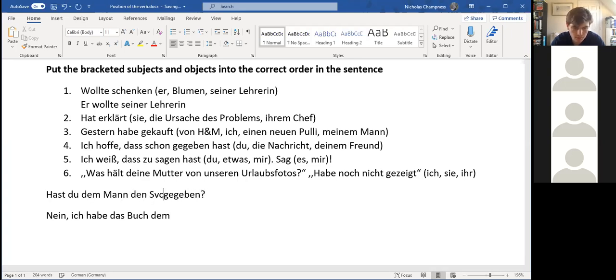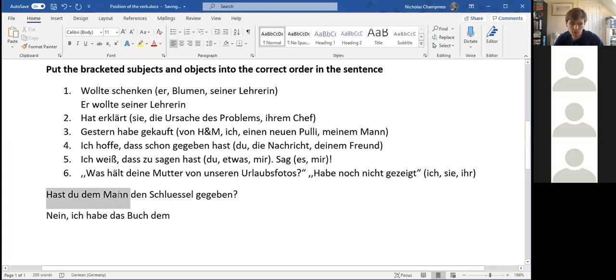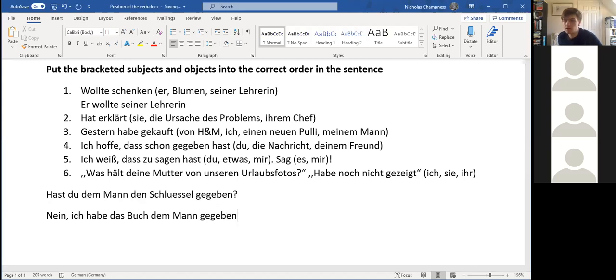Den Schlüssel. Okay, so that's standard German word order. You've got your dative object, to the man, and then your accusative object, den Schlüssel. If you wanted to stress the fact that you weren't giving a key to the man, you were giving him a book, then you might say, "Nein, ich habe das Buch dem Mann gegeben," just because that's stressing the fact that it's a book that you've given. Does that make sense?